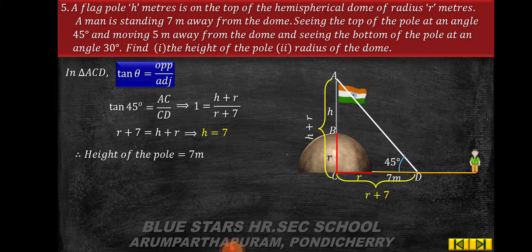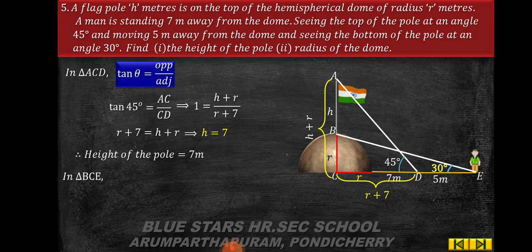Now, the man is moving away and stands at the point E. So, he is moving 5 meter away from the dome again and seeing the bottom of the pole. That is, he is seeing the bottom of the pole B. That angle of elevation is 30 degree.